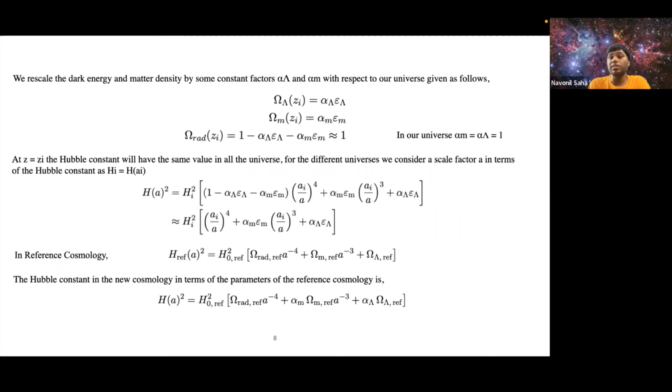For different universes, we consider a scale factor a in terms of the Hubble constant, given as Hi equals H of a of i, and the formula is given as follows: H(a) squared equals Hi squared, as you can see. In the reference cosmology, we get the Hubble constant formula as H naught squared reference times the radiation density parameter, the matter density parameter, and the dark energy density parameter. The Hubble constant in the new cosmology, in terms of the parameters of the reference cosmology, is given as follows: H(a) squared equals H naught squared reference times the summation as follows.